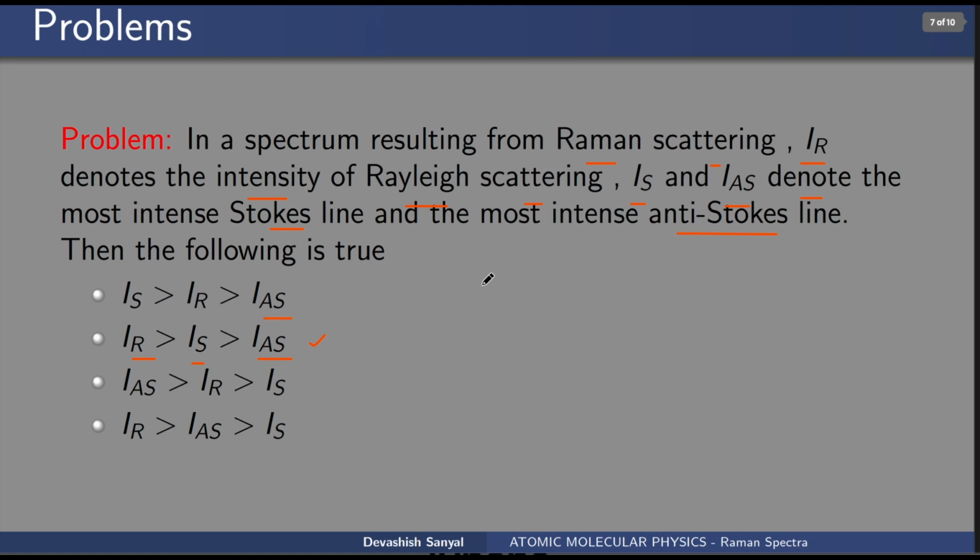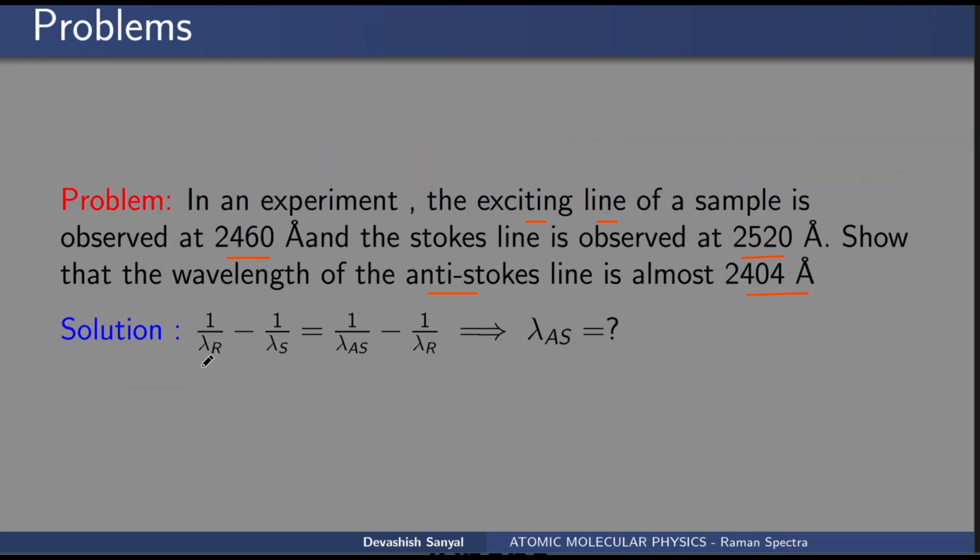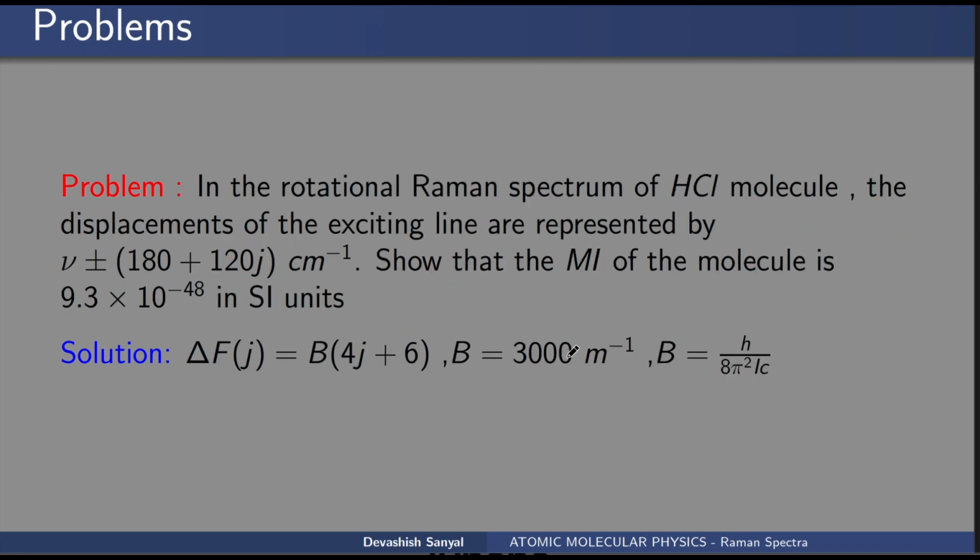So what we can write is 1 by lambda r, the wavelength of Rayleigh, minus 1 by lambda s, this is Stokes, is equal to 1 by lambda as, anti-Stokes, minus 1 by lambda r. And lambda r is given, and lambda s is also given. So we have to find out what is lambda as. So this is straightforward. We go to the next problem.